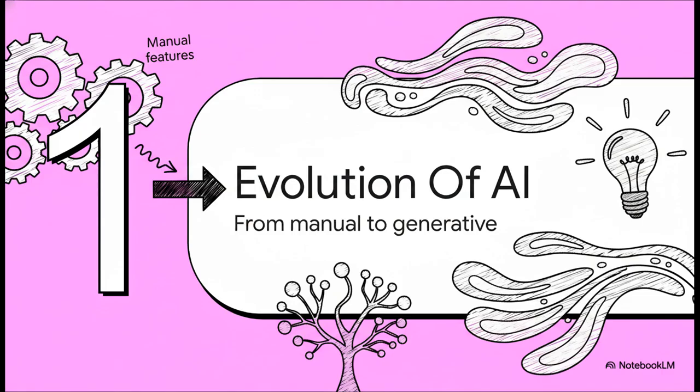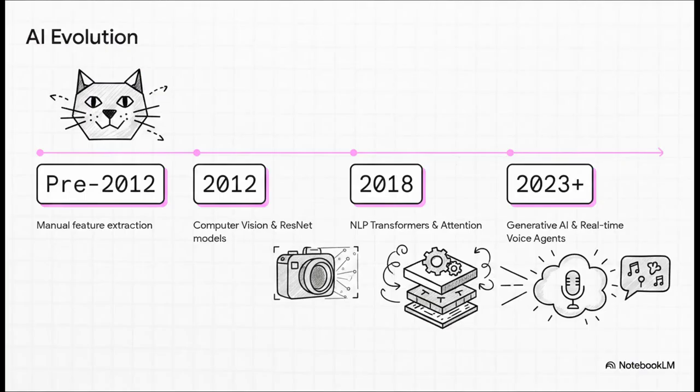Section 1. The evolution of AI. We're mapping the leap from manual features to generative models. Let's start with how we actually got here, because the leap across these technological epochs is just staggering. Look at pre-2012. Everything was manual. If you wanted a machine to recognize a cat, you literally had to code its features by hand. 4 legs, 2 eyes, fur, the whole shebang.